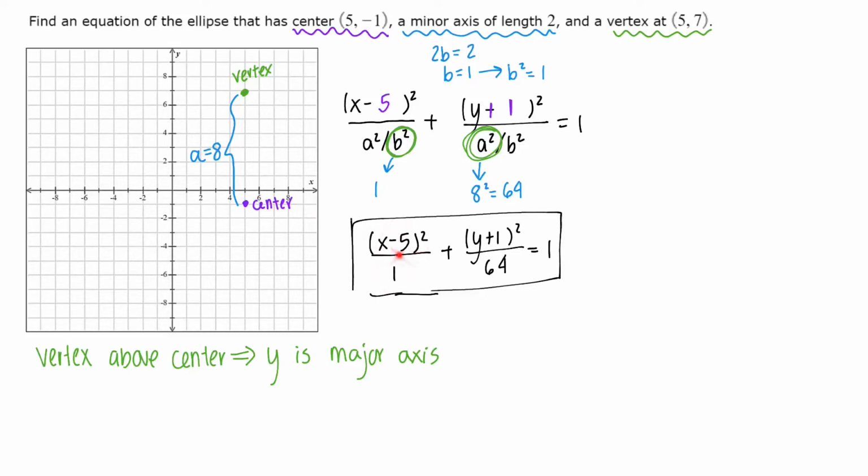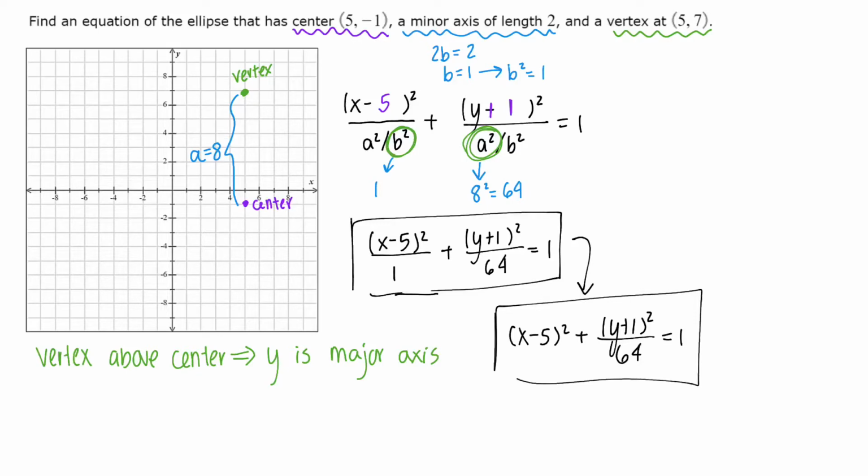This is unnecessary to write like this, so if you wanted to make this a little more compact, you would just write it as (x minus 5) quantity squared plus (y plus 1) quantity squared over 64 is equal to 1. But both of those equations are correct.